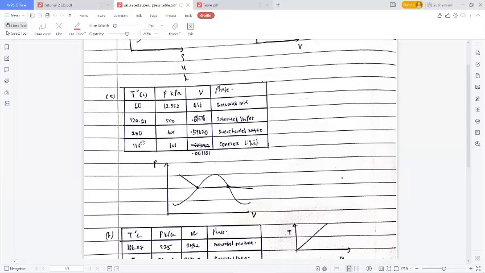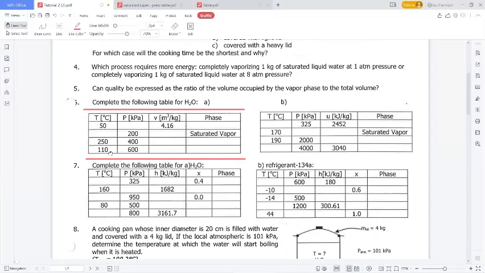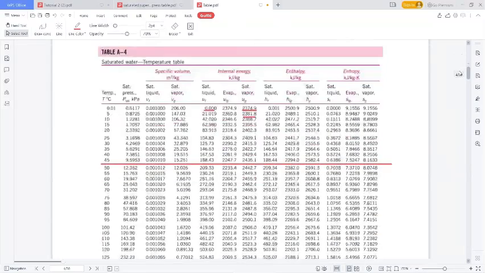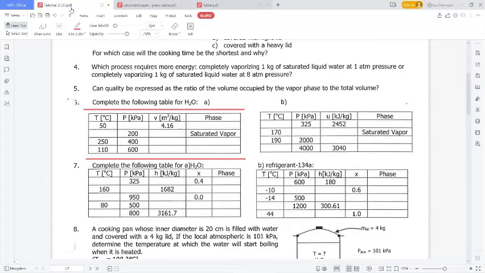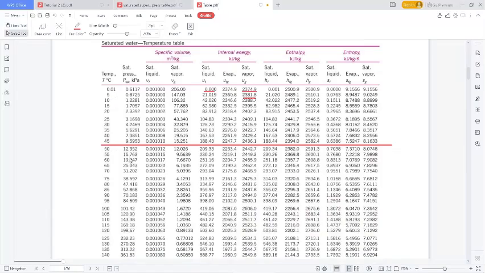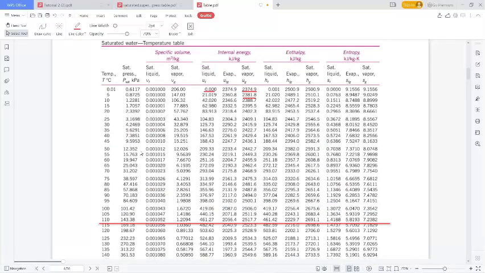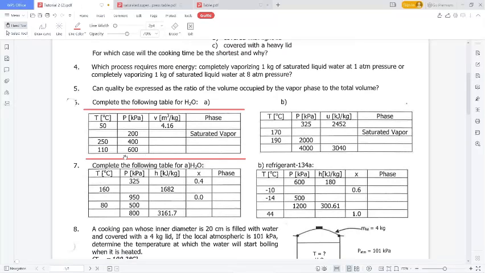So the last, but nonetheless, we go through to the 110. So refer to A4 table. Straight away, A4 table. And 110 degrees C. And at 110 degrees C, what is the value for pressure? The P saturated will be 143.38, but the pressure that we were dealing with was 600 kPa. So the pressure was higher than P saturated at the given temperature. So we need to refer, in this case, compressed liquid.